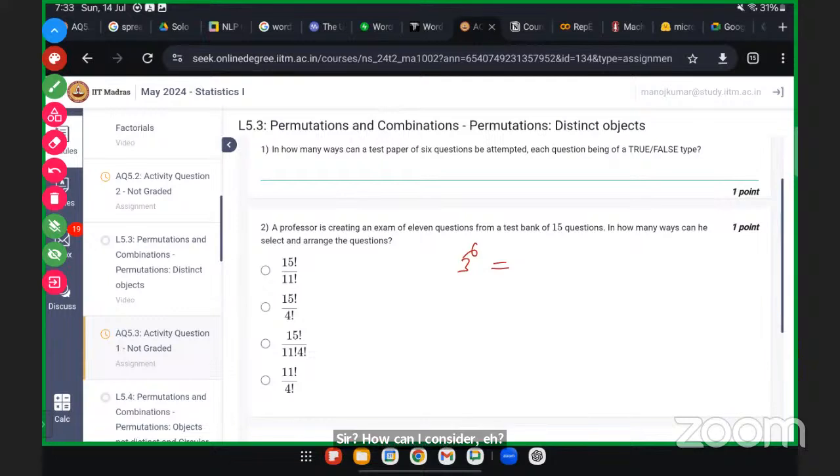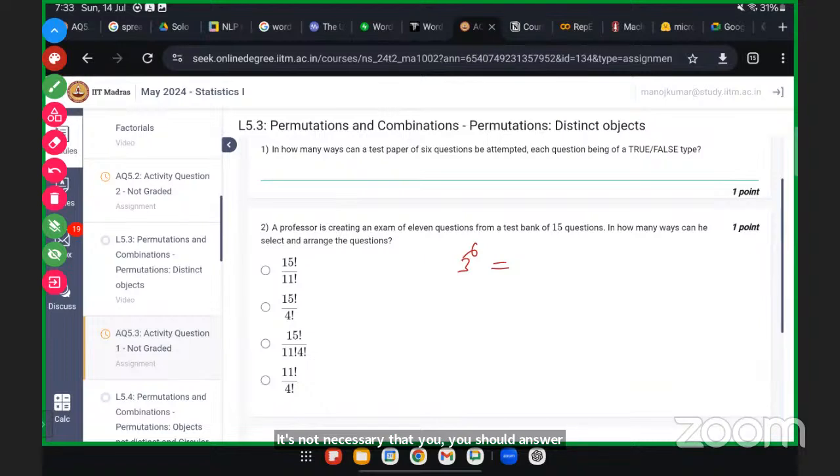There is written that each question is a true or false type. Then how can we consider that? It asked how many ways you can attempt. It's not necessary that you should answer true or false. You cannot answer, that is also an option.